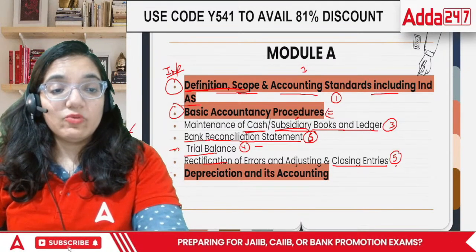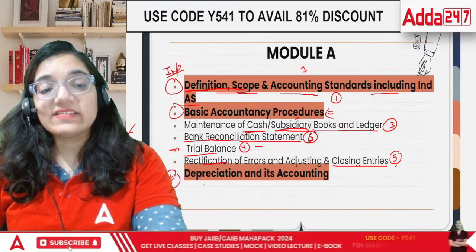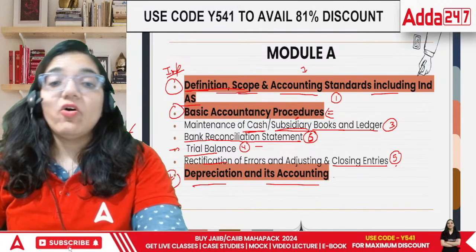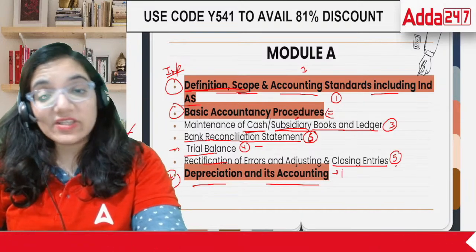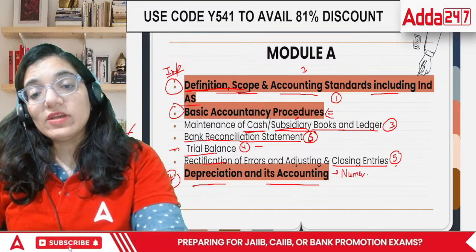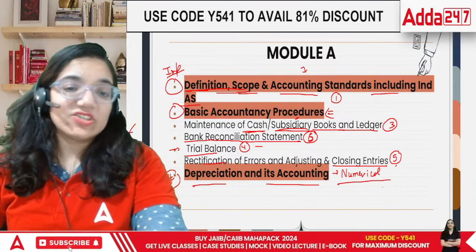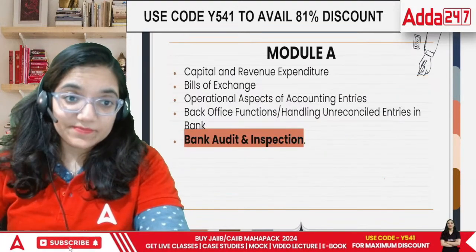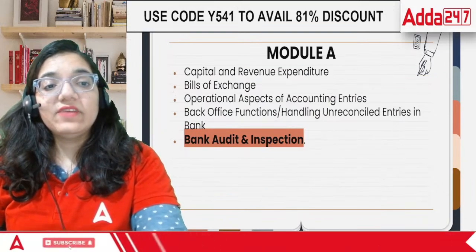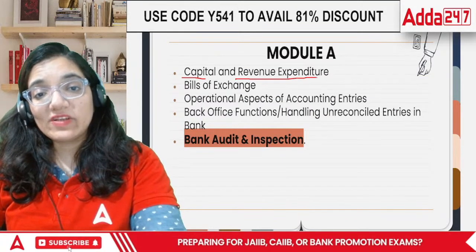Then the most important chapter again, that is next, is depreciation and its accounting. Always asked in the examination, especially from the numerical point of view. So a very important chapter, that is depreciation and its accounting. We have questions related to capital and revenue expenditures.